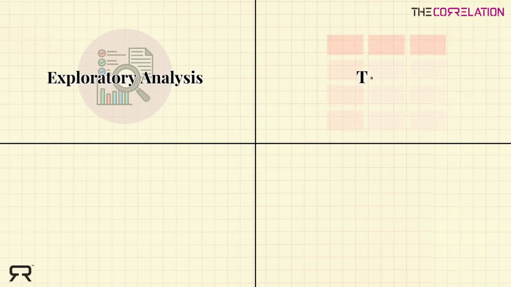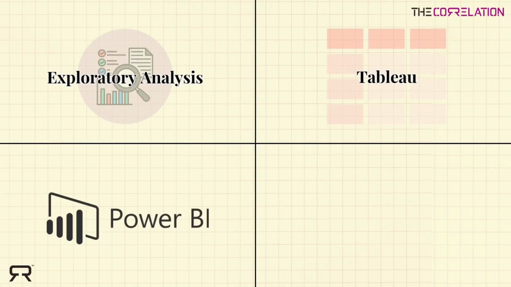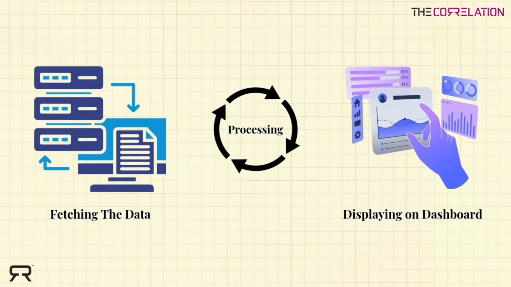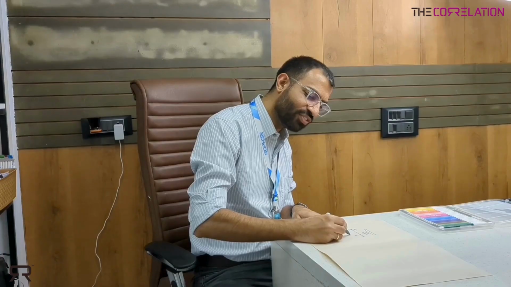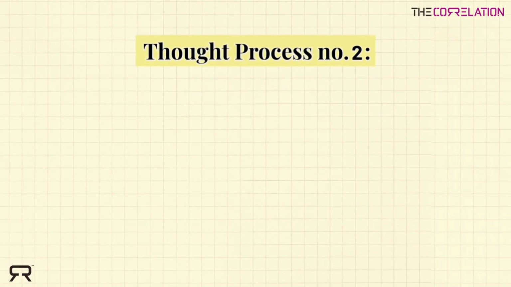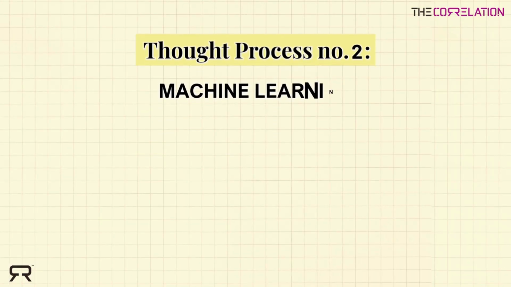We use things like, let's say, exploratory analysis. We talk about Tableau. We talk about Power BI, SQL, fetching the data, processing it, displaying it on a dashboard. So all of that. So decision for future is where the data analytics comes into play. The next thought process is machine learning.